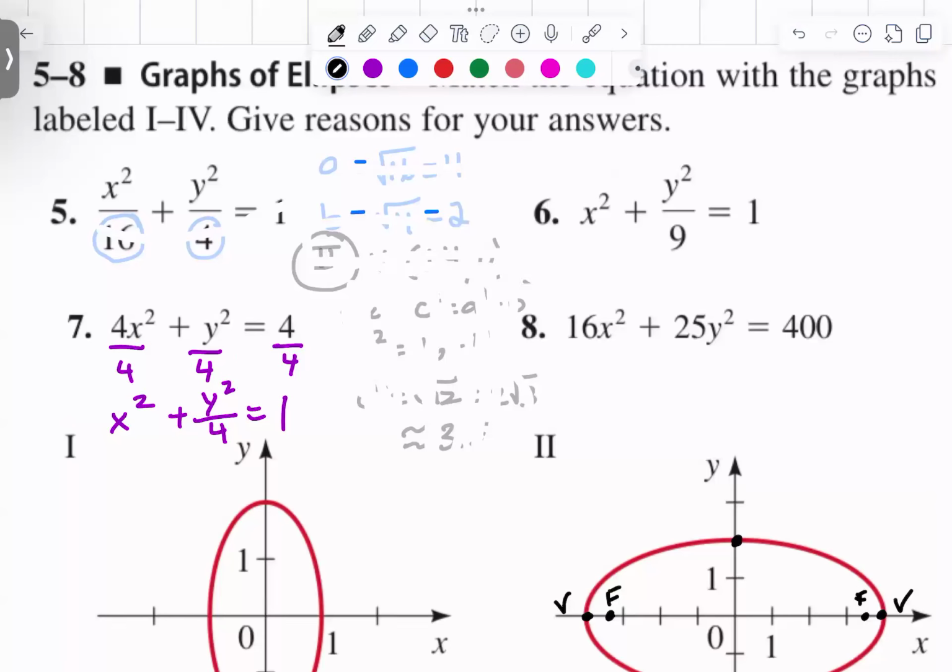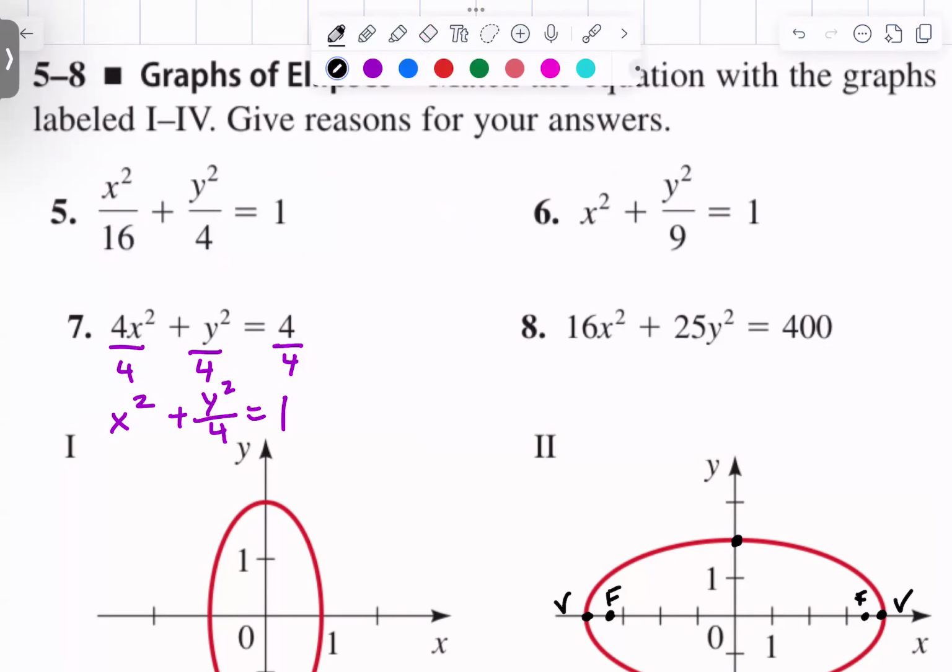How do you know if it's vertical or horizontal? You look at the denominator, and whenever one's bigger, if it's underneath the y, it's going to be vertical because that's the y-axis. If it's the x-axis that's bigger, then it's horizontal. So since 16 is greater than 4, and 16 is underneath x squared, right? It's going to be fat and not lean.